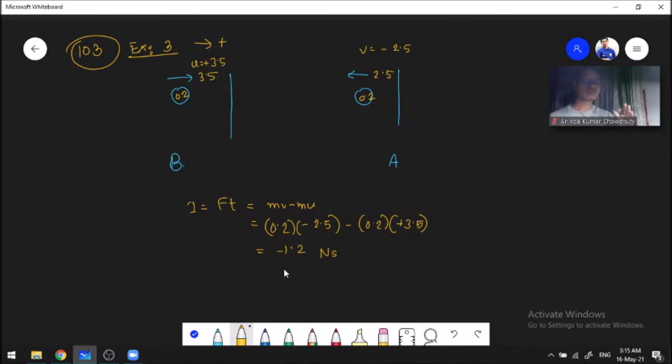The question asks for the magnitude of the impulse. So in magnitude we ignore the sign. So our magnitude of impulse will be, magnitude means a modulus, magnitude of impulse will be 1.2 Newton second. That is our answer, okay.